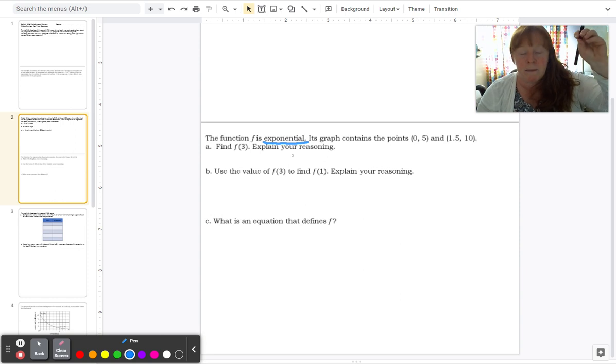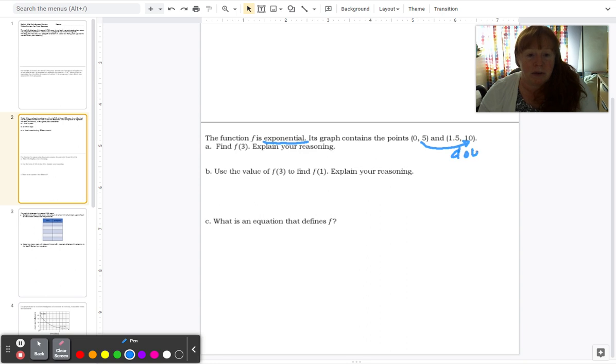Ooh, I just got brighter. That's where your variable is. So that's where you want to pay attention. So its graph contains the points (0, 5) and (1.5, 10). Going from (0, 5) to (1.5, 10), it doubled, right? From here to here, it doubled. And it's only 1.5 units going here. So if it's asking for f of 3, that's another 1.5 here. So it's going to double again.